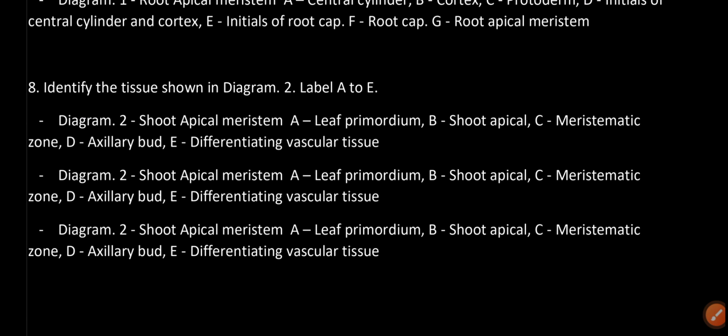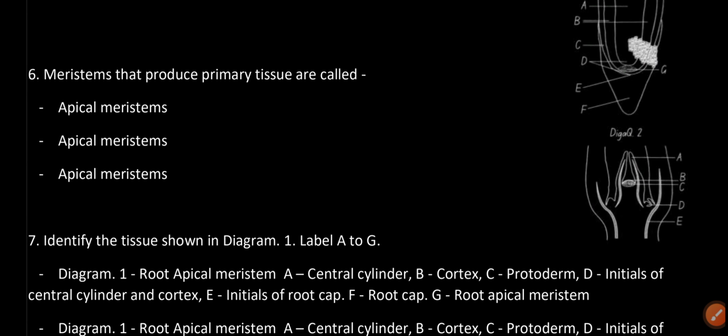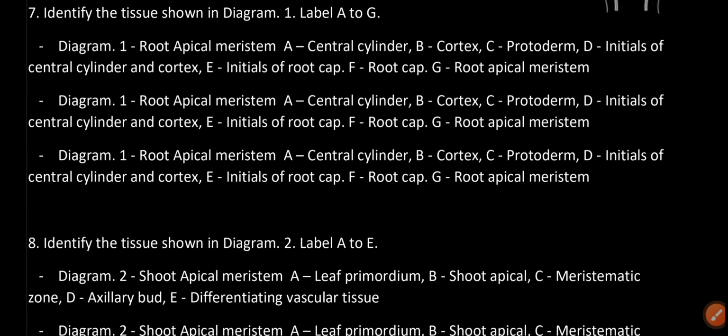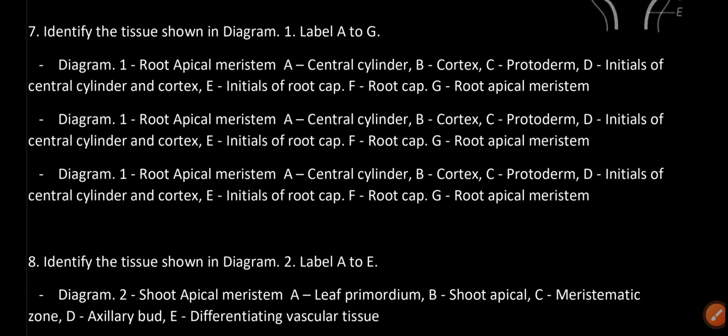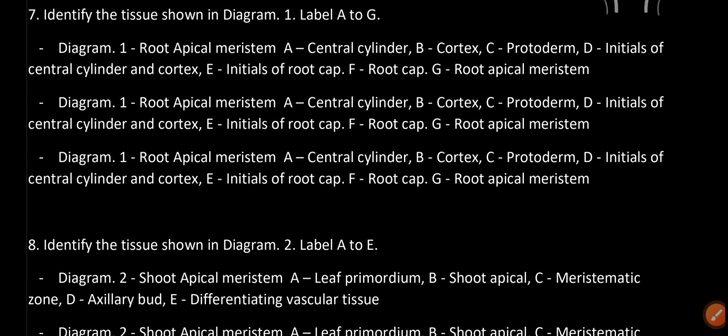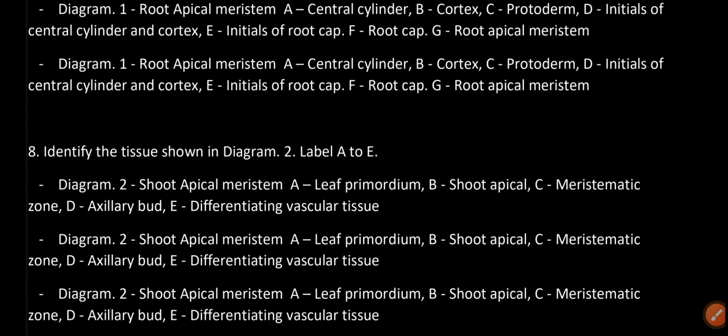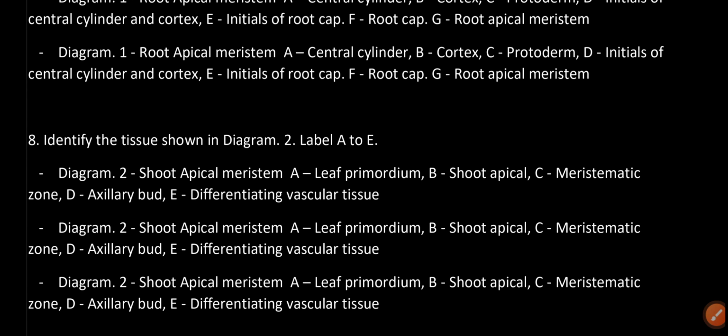Identify the tissue shown in diagram 2, labeled A to E. Diagram 2 is shoot apical meristem. A is leaf primordium, B is shoot apical meristem, C is meristematic zone, D is axillary bud, and E is differentiating vascular tissue.